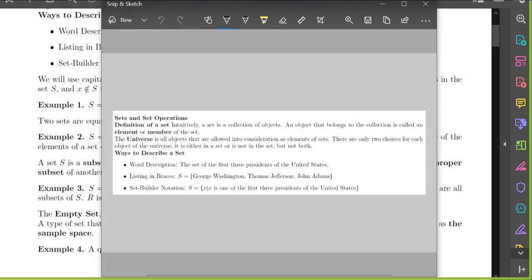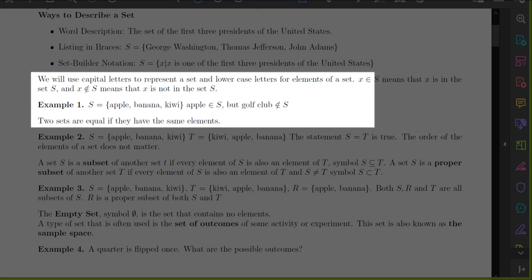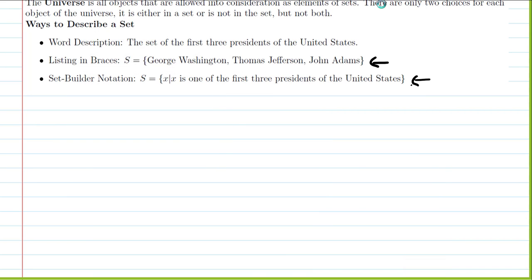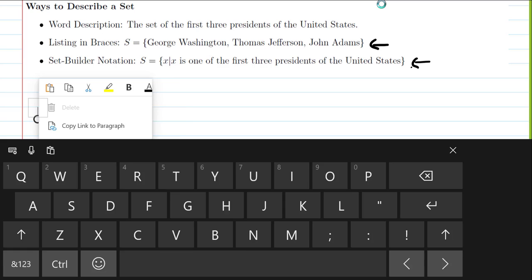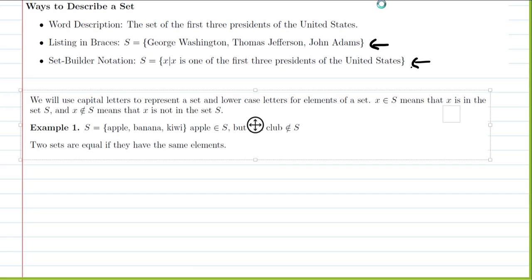A couple of symbols go along with set theory. Some symbols that we're going to need to know: when we've been talking about numbers in math class, we use equals and not equals. Well, when we're talking about sets, we're more concerned about whether something belongs to some set. So we will use capital letters to represent sets themselves, and lowercase letters to represent elements of a set.